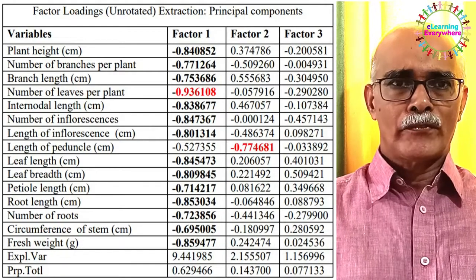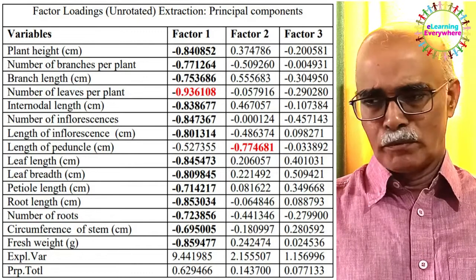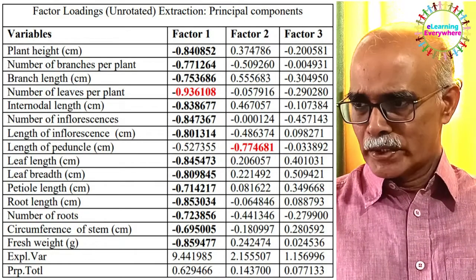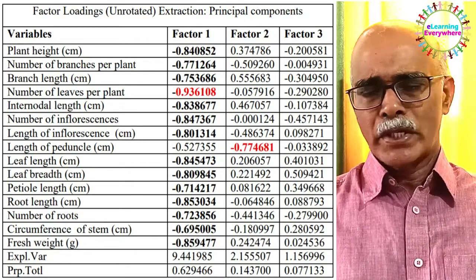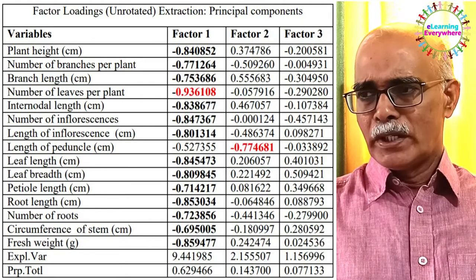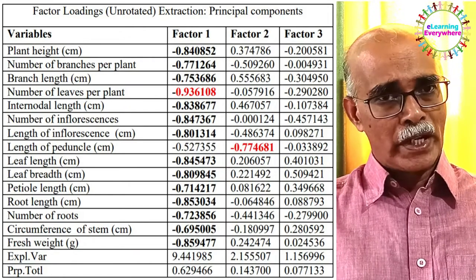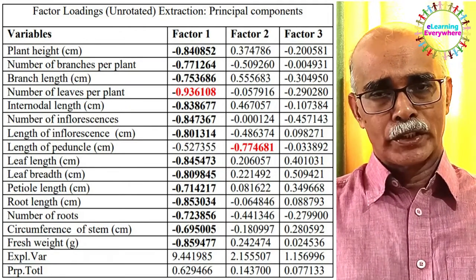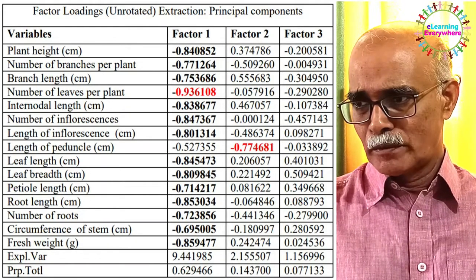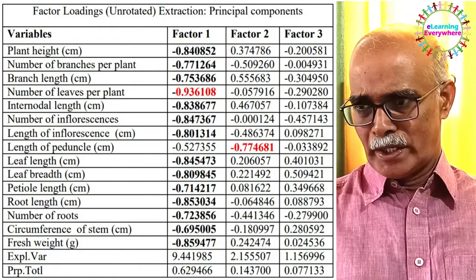And by way of this, you can attribute different variables into different factors. But in the present study, you can see that almost all the variables belong to factor 1, and it shows that the strong correlation between all these factors except one.